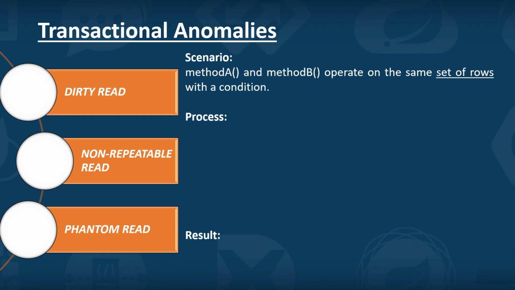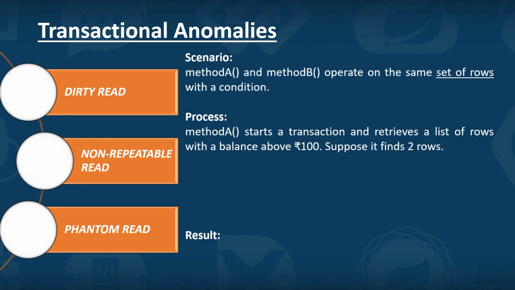So for this, we will say that there is a method A and a method B. This time they are not going to work on a single row. Instead, they are going to work on a particular set of rows. So this is a difference. Otherwise, you may feel that it is still the same as non-repeatable read. But the difference is that the dirty read and non-repeatable read conditions were working on a single same row. Phantom read is working on a set of rows.